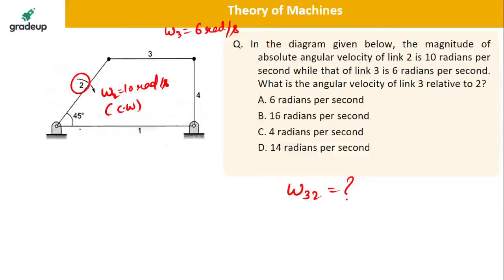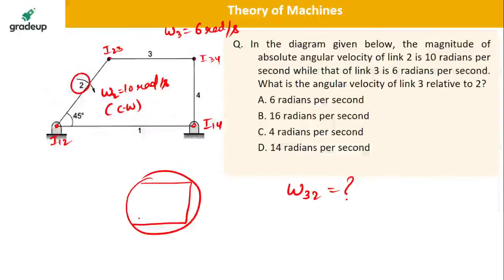So you need to, this is 1,2, this is I1,2, this is I2,3, this is I3,4, and this is I1,4. So draw the circle, get the value of I1,3, because you need to use Kennedy's theorem. 1,2,3,4. 1,3, connect 1,3. So 1,3 is a combination of 1,4, 3,4 and 1,2, 2,3. 1,2, 2,3 and 1,4, 3,4.